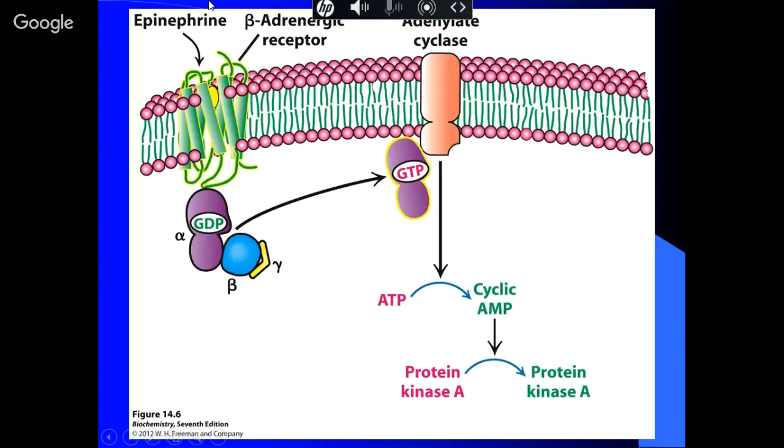In more detail, so here you have epinephrine binding to the G protein coupled receptor, the beta adrenergic receptor. GDP gets thrown out, GTP now bound to the alpha subunit, interacts with the adenylate cyclase, makes cyclic AMP. And now in this slide, we see the downstream effect of the cyclic AMP, which is to activate, primarily, its primary function is to activate protein kinase A.